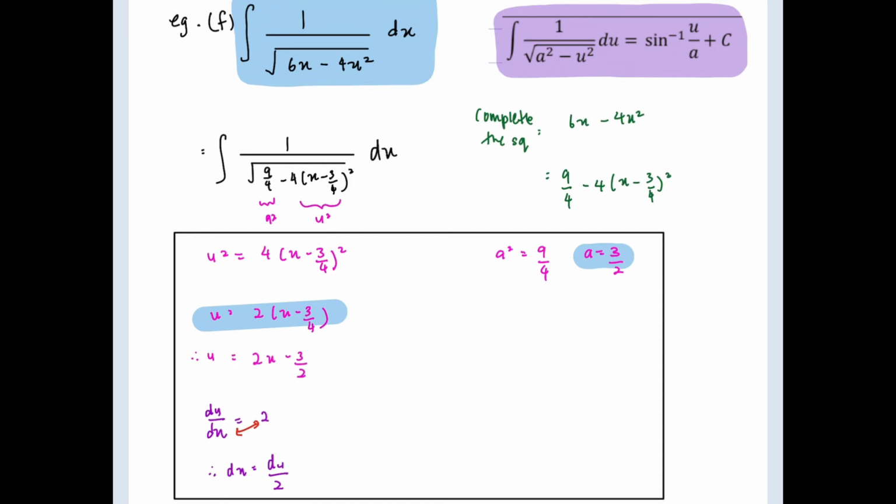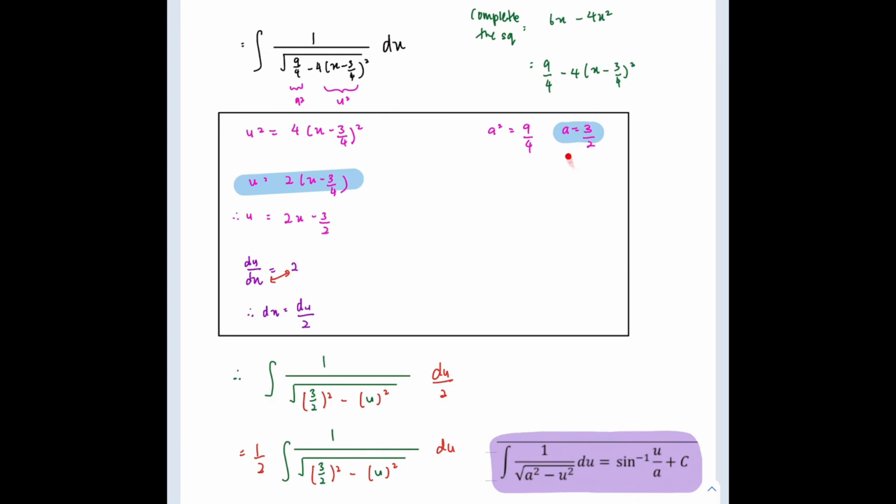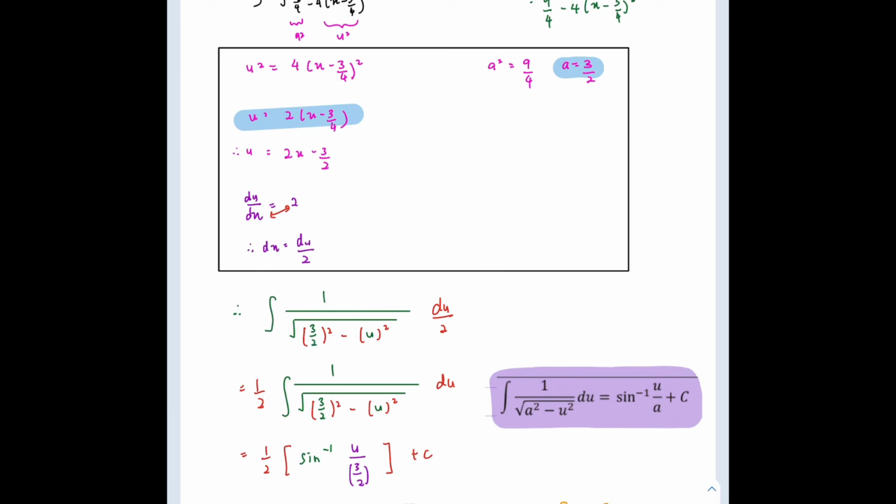So now we have finished finding whatever is needed. Therefore, let's rewrite this question, but this time in terms of u. 1 over, and then write this in terms of a squared, so 3 over 2 squared minus u squared, and then let's exchange dx. dx is just du over 2. So now this is the new version of our question. Let's take out 1 over 2 because this is just a constant and it wouldn't help us in integrating. So this is 1 over 2 times the integral of 1 over the square root of (3 over 2) squared minus u squared du.